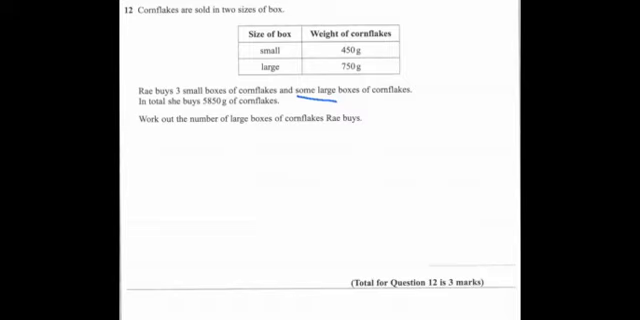Okay, what do we know? We know how many small boxes she's bought, which is 3. So the total weight of those 3 boxes would be 3 times 450 grams. Therefore, total weight 1,350 grams.